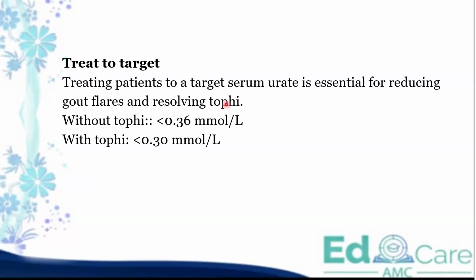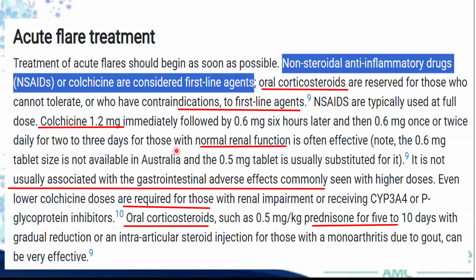So this is the target serum urate levels, right? With tophi, without tophi. Again, from the guidelines, this slide is really important. It will help you answer a lot of the MCQs, right? Treatment of acute flare should begin as soon as possible. NSAIDs or colchicine are the first line. So remember, NSAIDs or colchicine is first line.